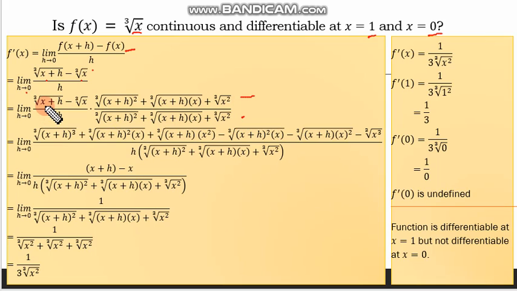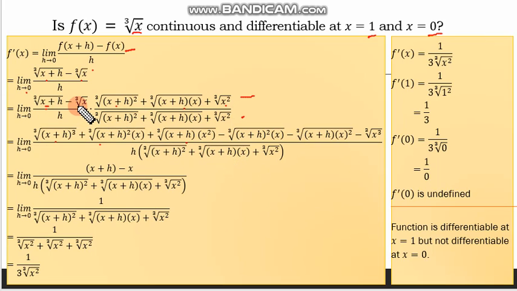So first term, the cube root of x plus h times the cube root of x plus h squared is equal to the cube root of x plus h quantity cubed. The cube root of x plus h times the cube root of x plus h times x is equal to the cube root of x plus h quantity squared times x. The cube root of x plus h times the cube root of x squared is equal to the cube root of x plus h times x squared.